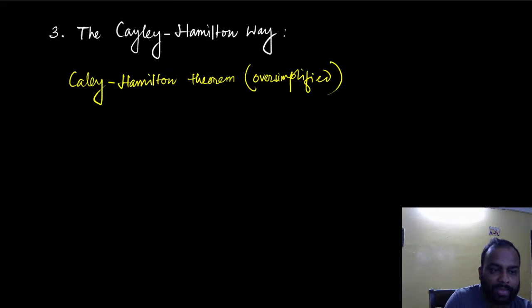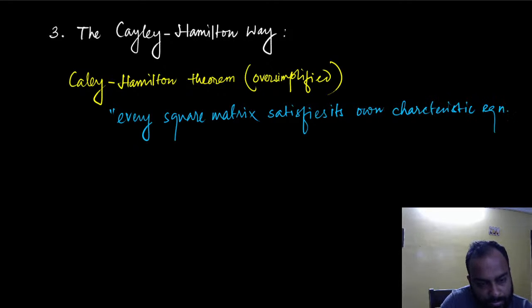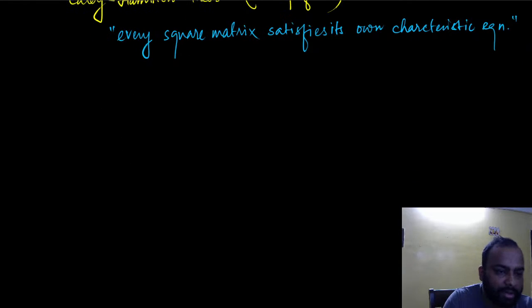Okay, the idea is that the Cayley-Hamilton theorem says that every square matrix satisfies its own characteristic equation. Every square matrix satisfies its own characteristic equation. Yes.